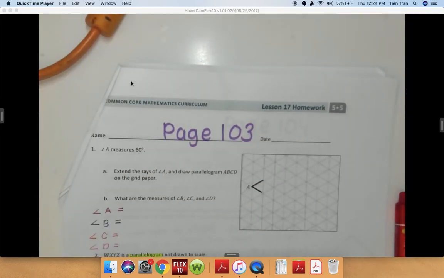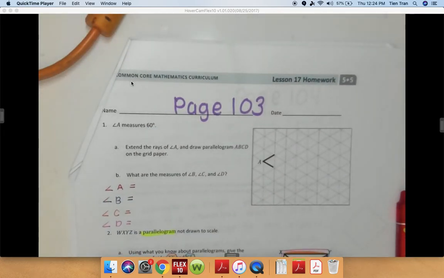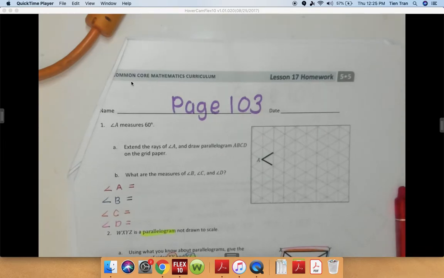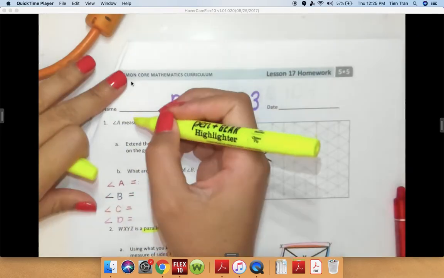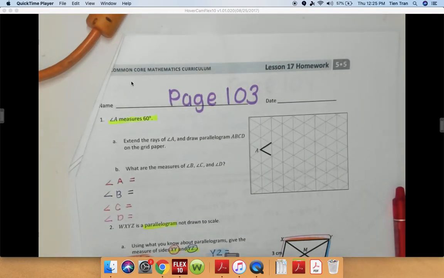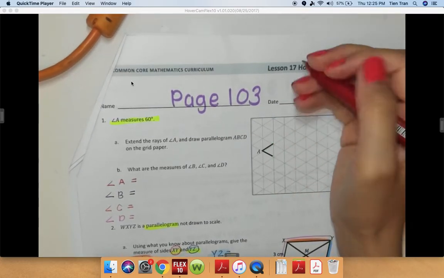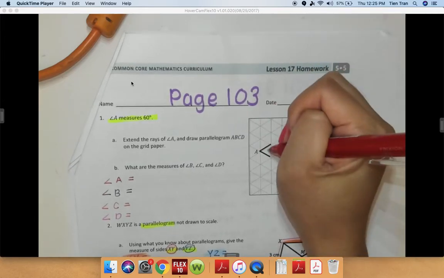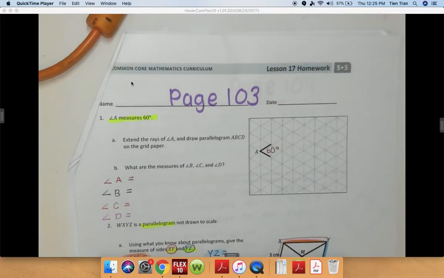If you notice right here for page 103, number 1 says angle A measures 60 degrees. So they're giving me something already. They're giving me a measurement of one angle. And where is angle A? This is angle A right here. And it measures 60 degrees. So I'm going to write 60 degrees right there.